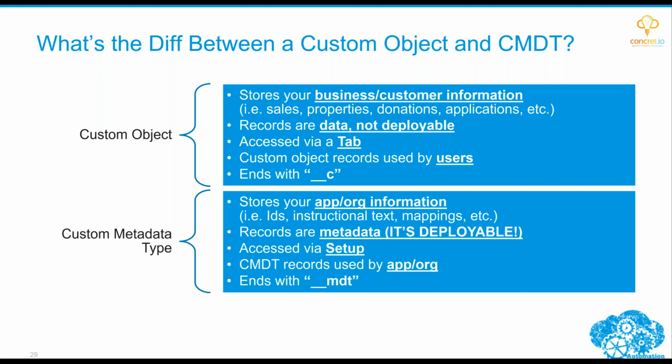Now, custom metadata type, on the other hand, stores information about your app or your org. So these could be IDs, instructional text, different mappings that you have. The records here are metadata, which means they're deployable. So you could create these custom metadata type records in a sandbox and deploy them all the way up to production. You create new sandboxes or do a refresh, and those custom metadata type records will automatically come down.